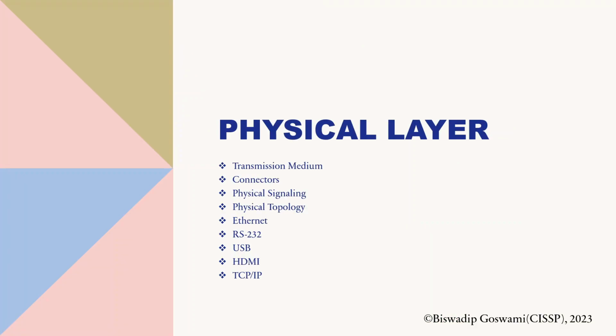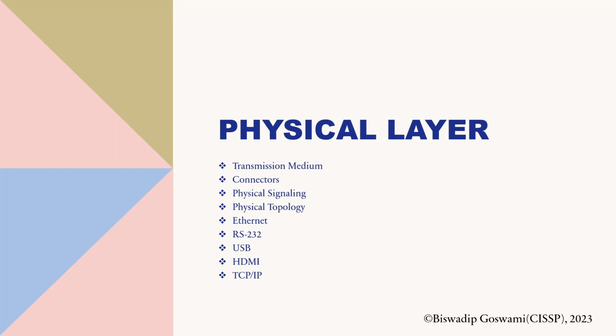The physical layer is the lowest layer in the OSI model and deals with the physical transmission of data over a network. It is responsible for the physical aspect of network communication, such as the transmission medium, data encoding, and signal modulation. The physical layer ensures that data is transmitted from one device to another without any errors or loss of data. The following are the key components of the physical layer.